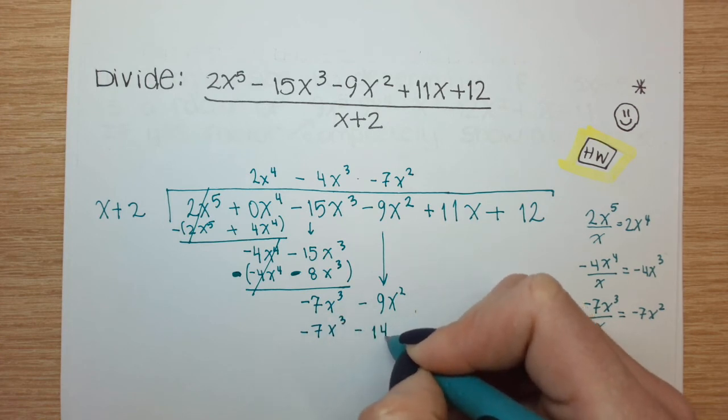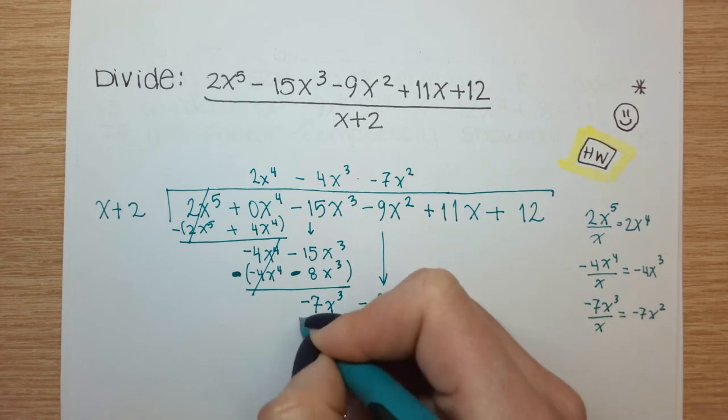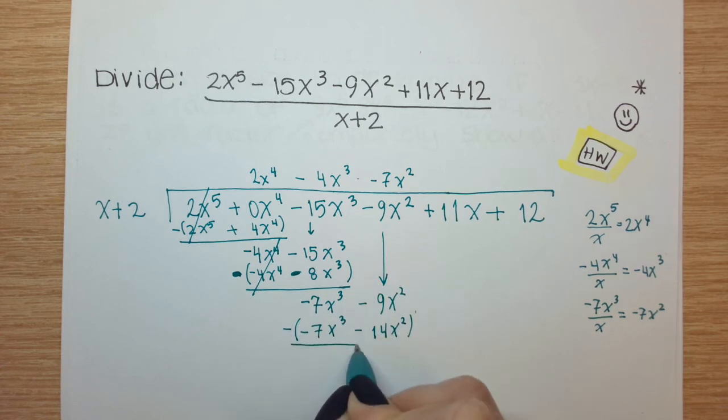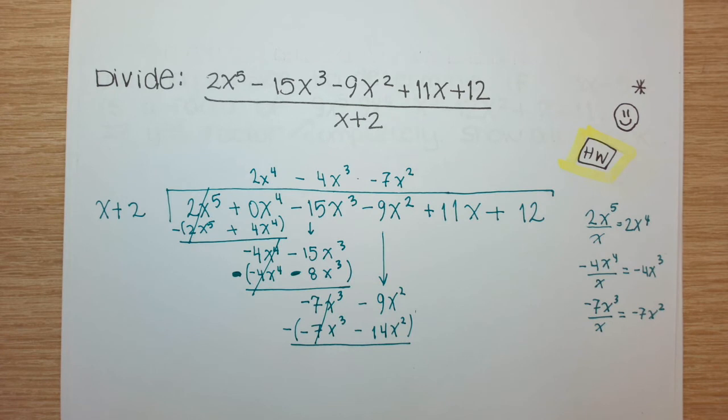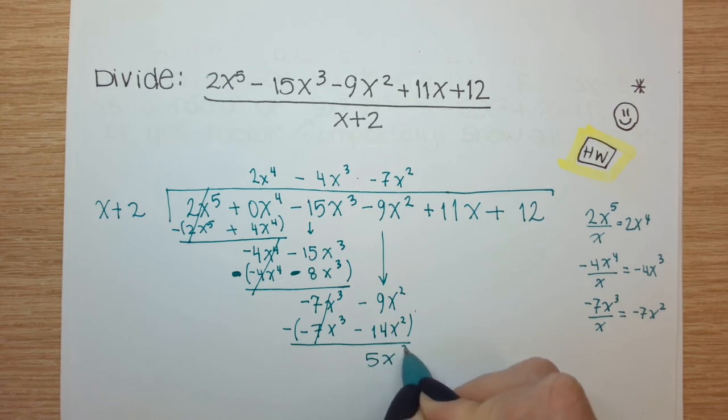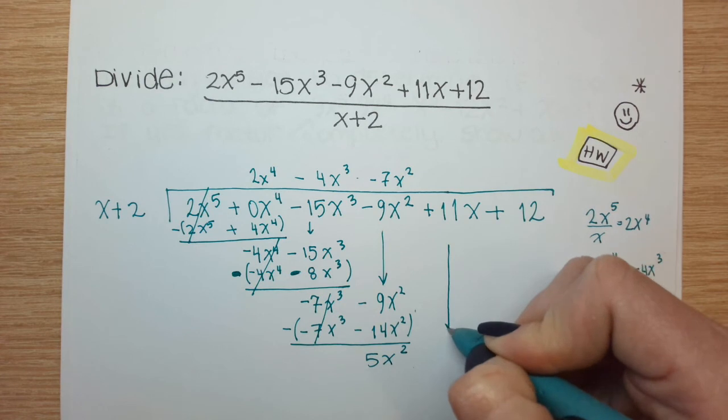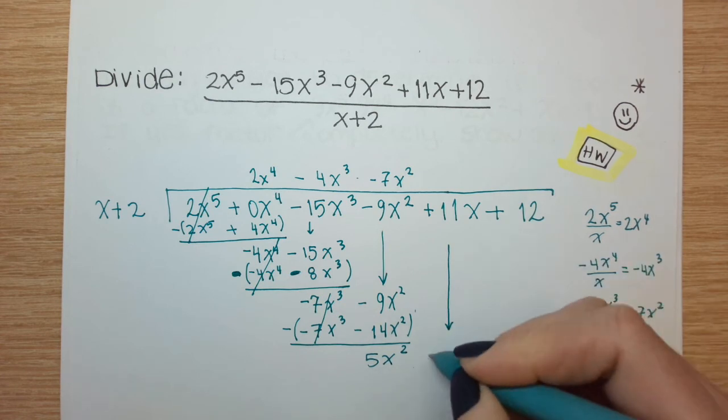I'm going to go a little faster now because I'm anticipating possible people knocking at the classroom door, and I want to make sure I get this done for you. Parentheses, minus sign, underline, cancel. You should get 5x squared, positive. Bring down the next term.